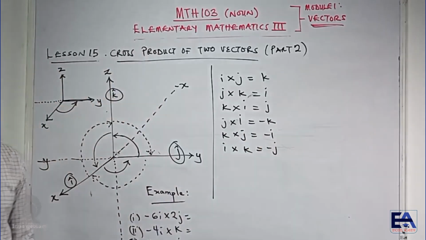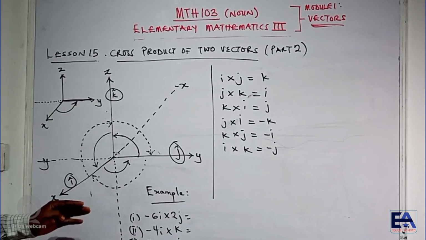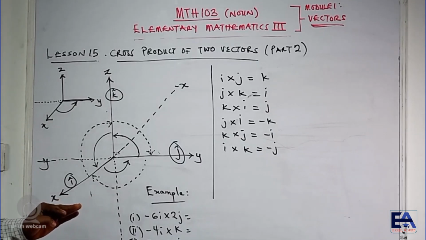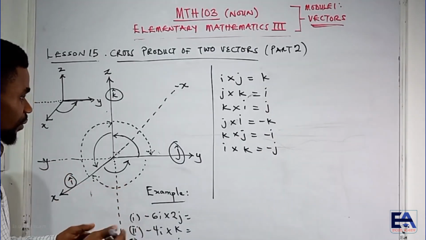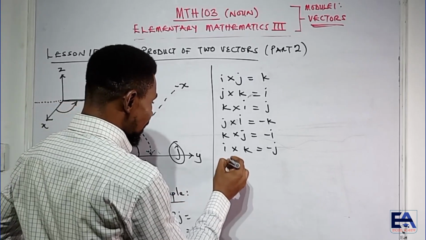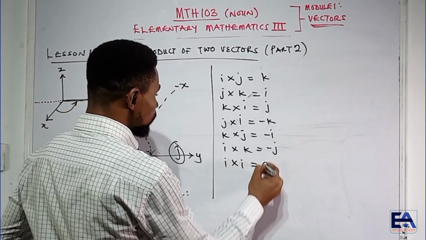All right. You see that? So that's how it goes. Now, in the other way, if you decide to say, okay, maybe I cross I, the answer is going to be 0. You know why?